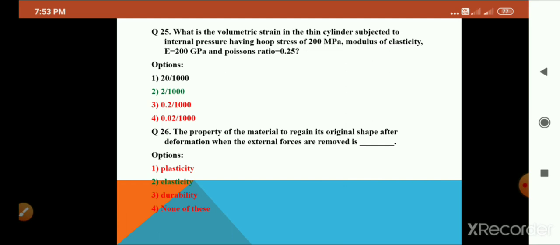Let's come to question number 26. The property of the material to regain its original shape after deformation when the external forces are removed. This property is obviously elasticity, because for plasticity permanent deformation will occur. So option number 2 is the correct answer.